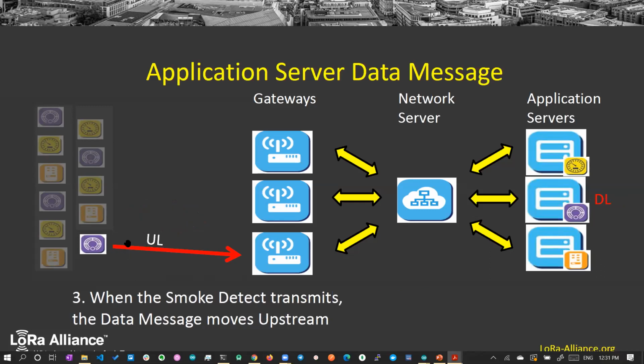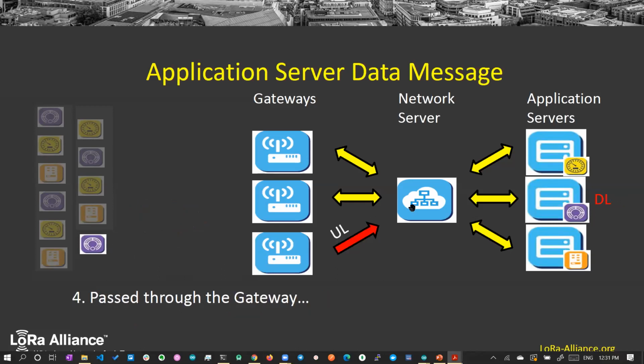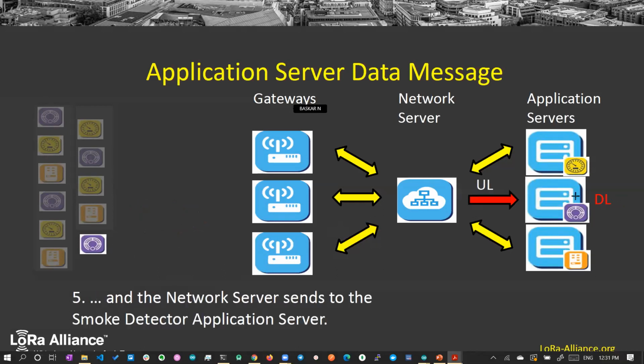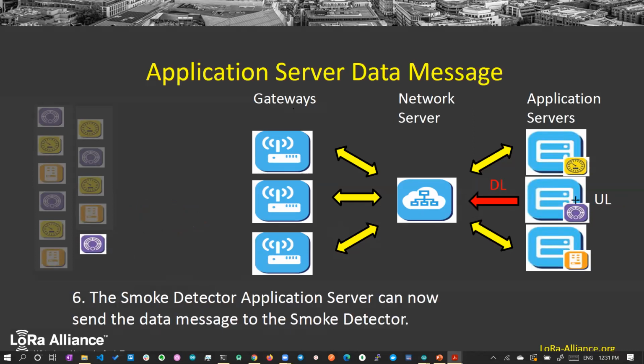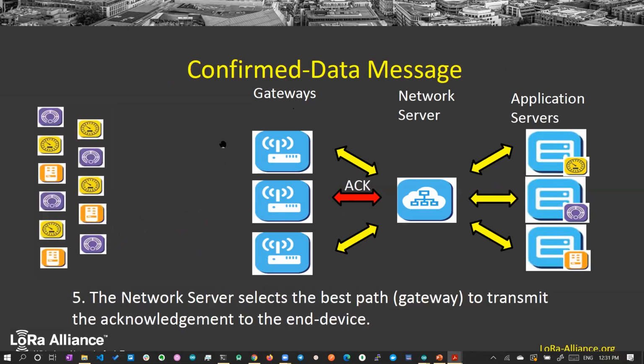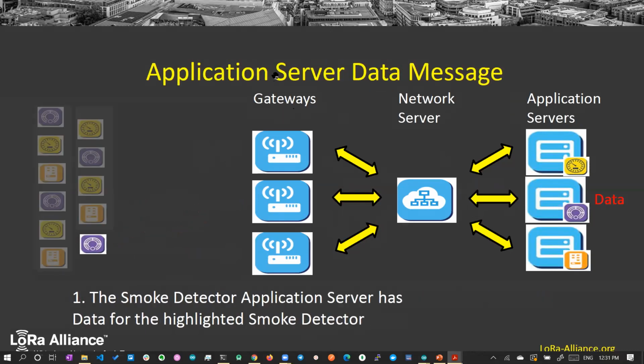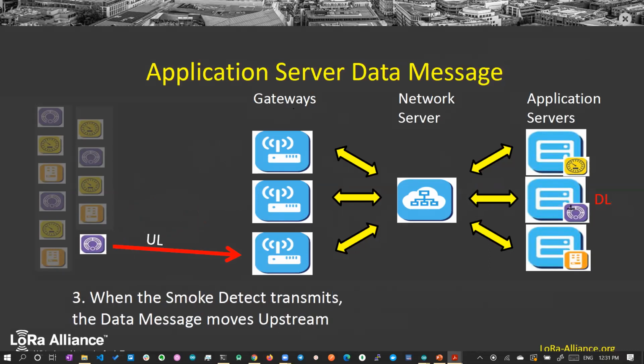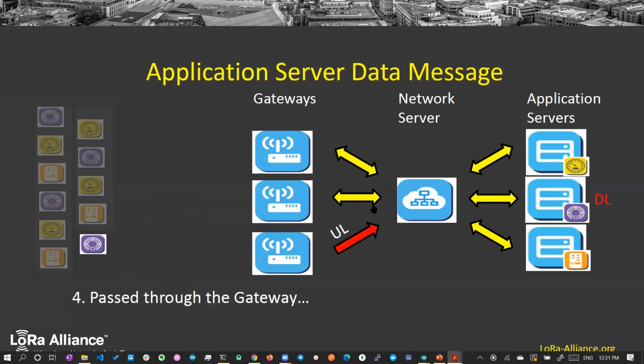Once it wakes up, it will send an uplink. When the smoke detector transmits, the detector's message moves upstream. So the uplink is sent to the network server, and once the uplink is sent, now the downlink is sent. Here the downlink is scheduled. In the first case, the node initiates the action, but in the second case, if the application server has to send a message to the node, it will send the data, but it has to wait until the uplink from the node.